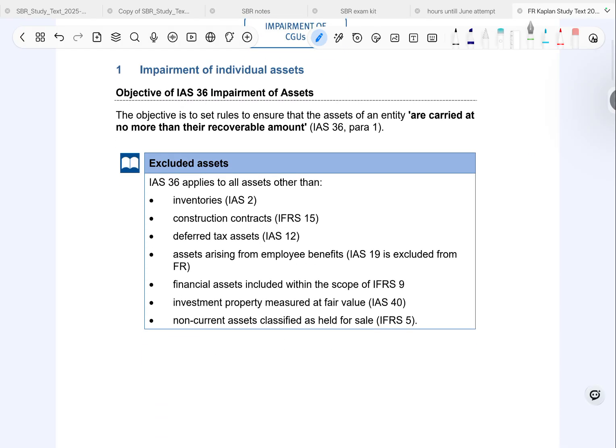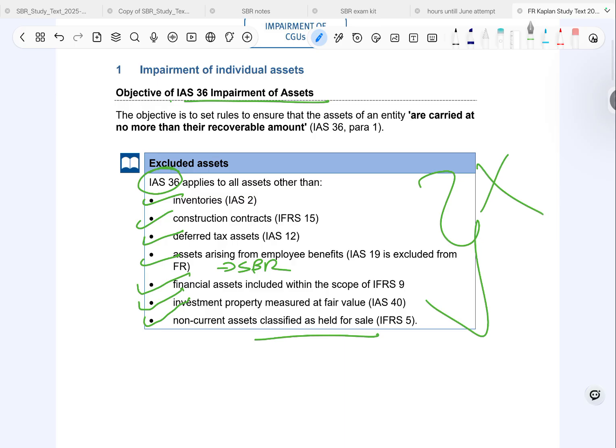First of all, IAS 36, which is about impairment of assets, applies to all assets other than inventories, construction contracts, deferred tax assets, assets arising from employee benefits, because this will be covered in your SBR, financial assets included within the scope of IFRS 9, investment property measured at fair value, and non-current assets classified as held for sale. Because all of these assets have their separate IAS or IFRS standards, you do not apply IAS 36 on these assets. We are going to study almost all of these IAS and IFRS individually, except for this one, because this is included in your SBR syllabus.